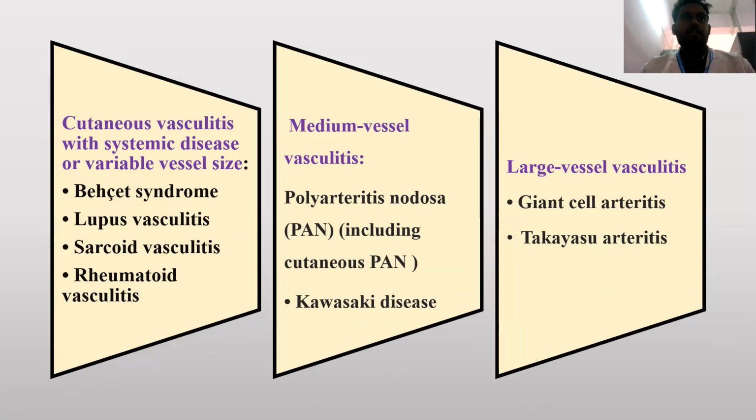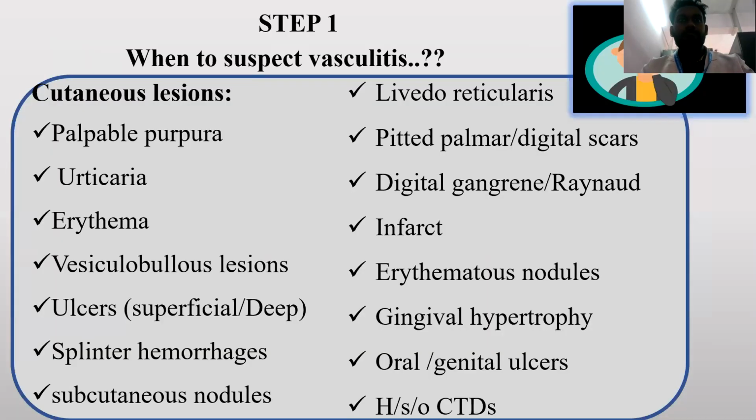So we can see here the cutaneous vasculitis having a systemic disease or variable vessels. That means they can involve all sizes of vessels. That means we can't really predict which particular size vessels, whether it is small or medium. We can't really predict. They might involve all at a time. So those diseases are lupus vasculitis, Behçet syndrome, sarcoid vasculitis, and rheumatoid vasculitis.